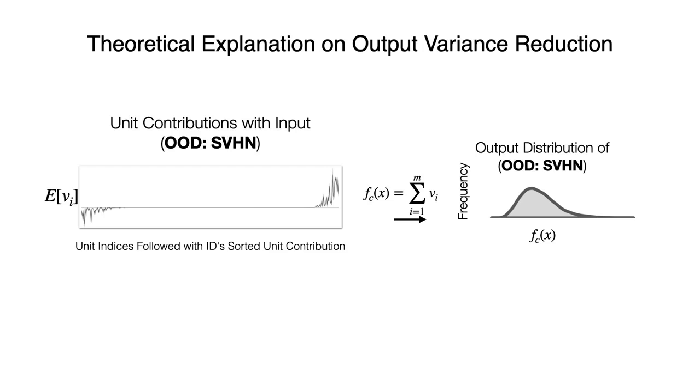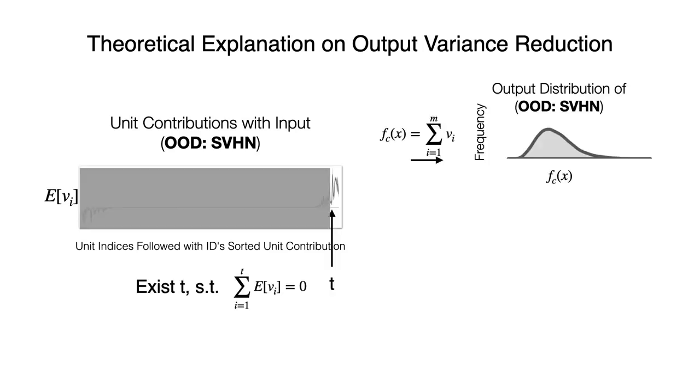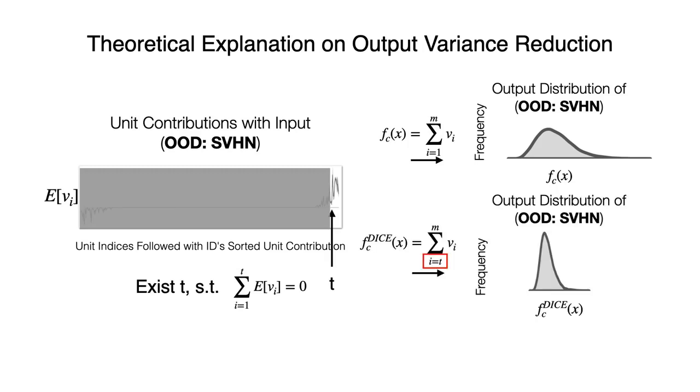We then provide theoretical insight into why increasing sparsity level benefits OOD detection. Firstly, the distribution of output can be interpreted as a summation of m units' contributions. It is clear from the figure that the summation from 0 to t has a zero expectation and non-zero variance. So by simply summing up from t to m, we can get a distribution with a reduction of variance for free.